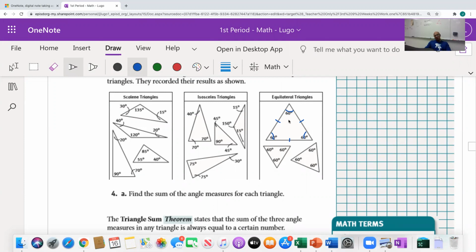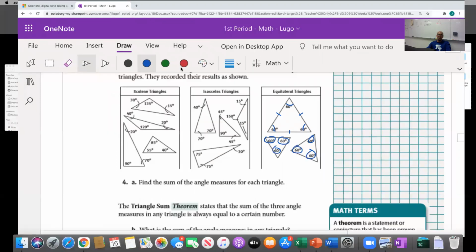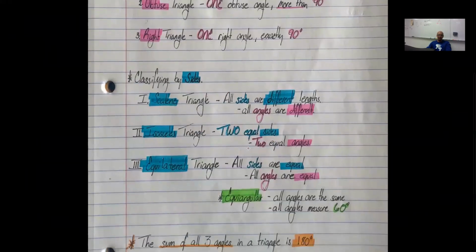Now, not only are all the angles the same inside an equilateral triangle, but notice how the measurement of that angle, it's always 60 degrees. So if it's an equilateral triangle, even if it's a larger or a smaller one, the angles will always be 60 degrees. That's how open the angles are going to be. So please write that down. An equilateral triangle can also be called an equiangular triangle, which means that all the angles are the same. And again, the angles will all measure 60 degrees in an equilateral triangle.